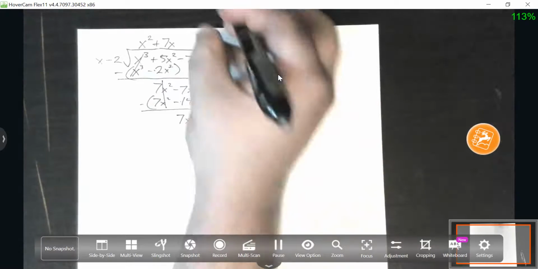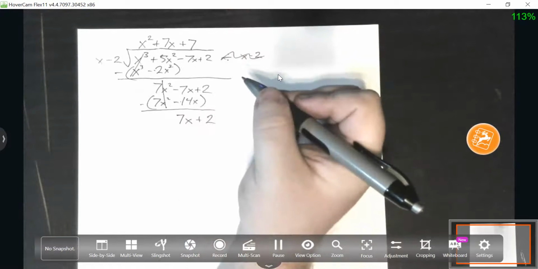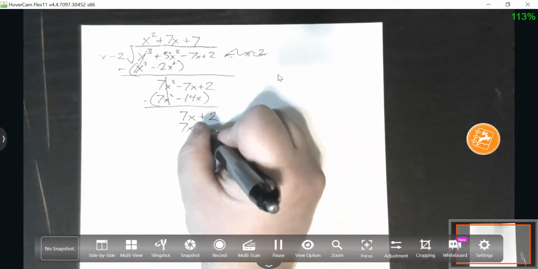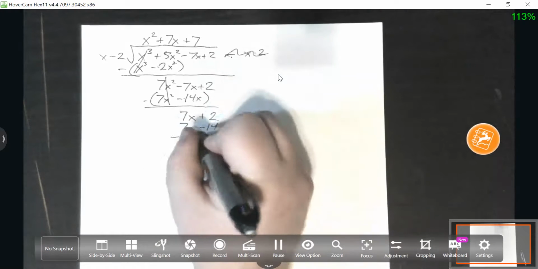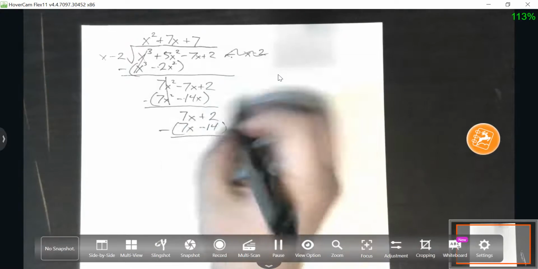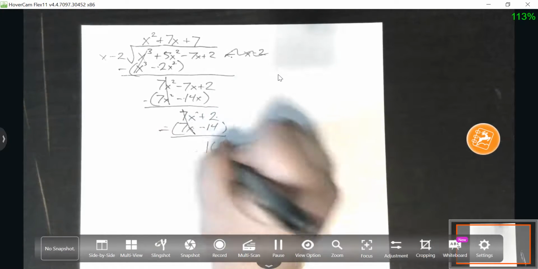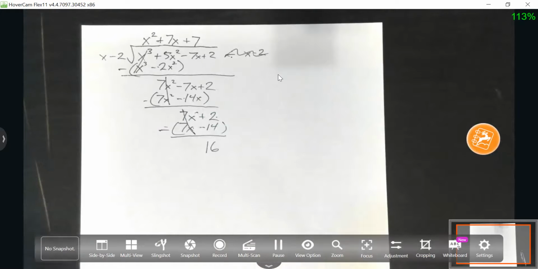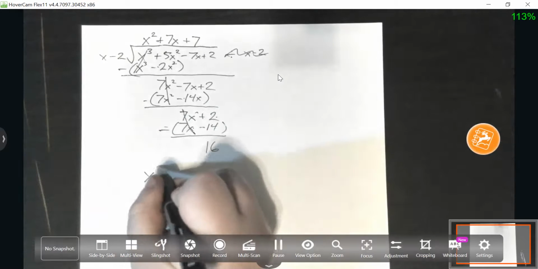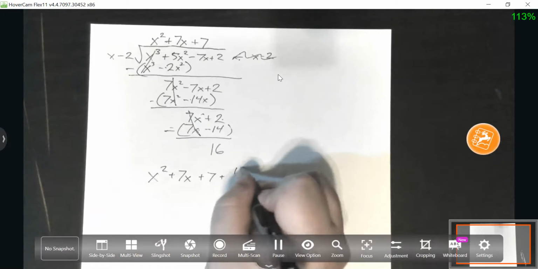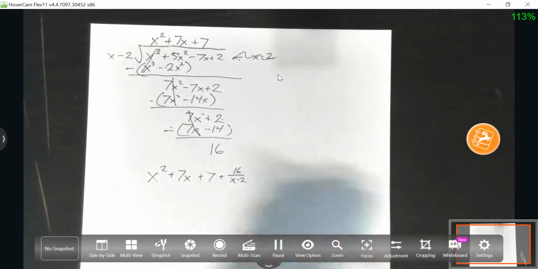x going into 7x, yes, goes in 7 times. 7 times x is 7x. 7 times negative 2 is minus 14. Draw the line, reverse the sign. 7x minus 7x cancels. 2 minus negative 14 is 16. So we'd have a remainder of 16. So my answer is x squared plus 7x plus 7 plus 16 over x minus 2.